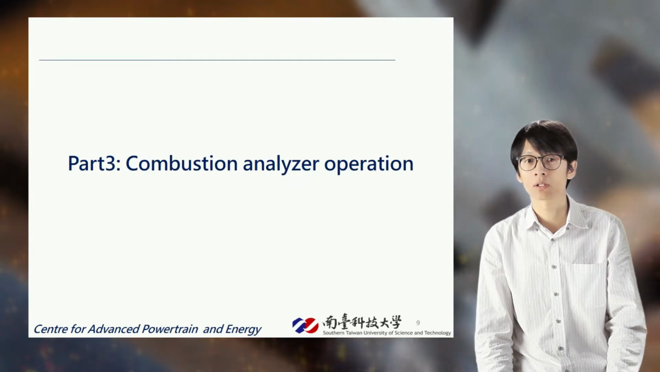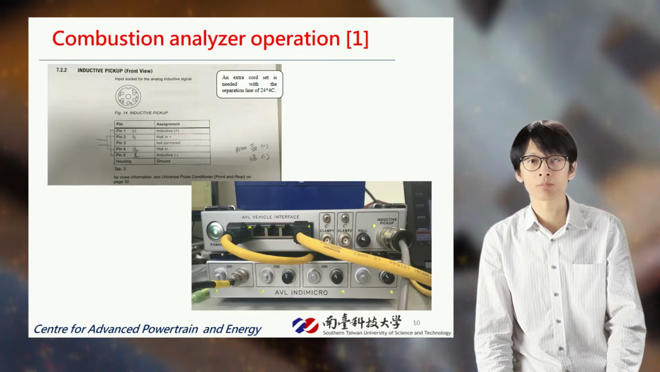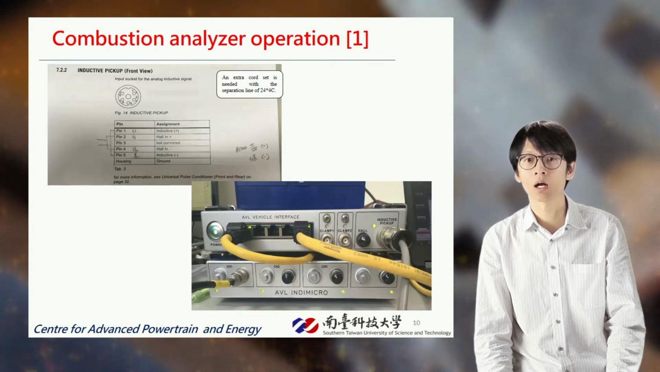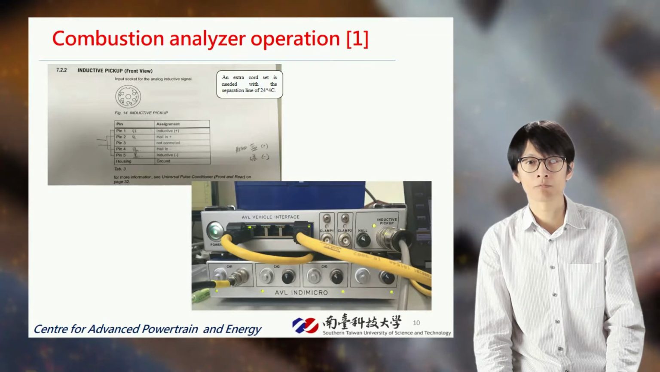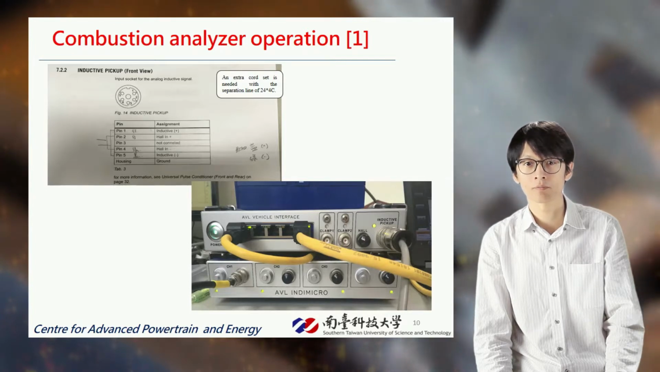Part 3, combustion analyzer operation. Combustion analyzer operation 1. Connect the position signal line group as follows. Operating menu can follow. Turn on power to the combustion analyzer and confirm the crank position signal line and the pressure sensor is connected correctly.